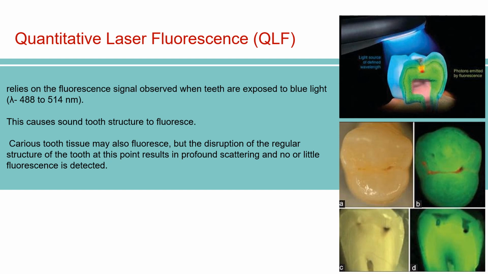Now, the other advancement is quantitative laser fluorescence. This quantitative laser fluorescence relies on fluorescence, and a fluorescent signal is observed when the teeth are exposed to blue light in the range of 488 to 514 nanometers. Basically, this causes the sound tooth structure to fluoresce, whereas the carious tooth structure, on the other hand, may also fluoresce, but the disruption of the regular structure of the tooth at this point results in profound scattering and no or little fluorescence is detected.